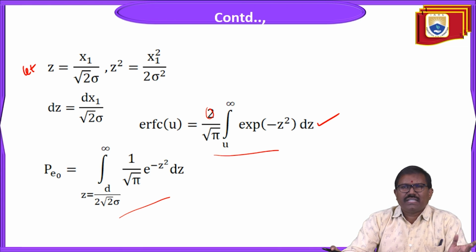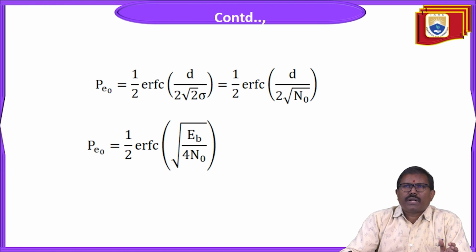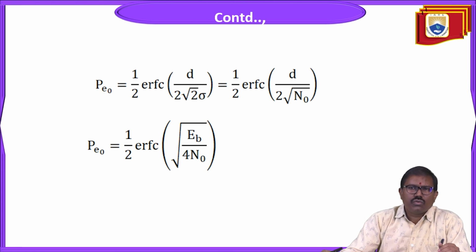So what is u here? d by 2 root 2 sigma. So the probability of error is equal to 1 by 2 ERFC of d by 2 root 2 sigma. This is my u. Again rearranging the sigma value, that is N0, we simply get it. The distance here, when substituted, is root Eb. So finally the probability of error for ASK is equal to 1 by 2 ERFC, the error complementary function, of root of Eb by 4 N0.